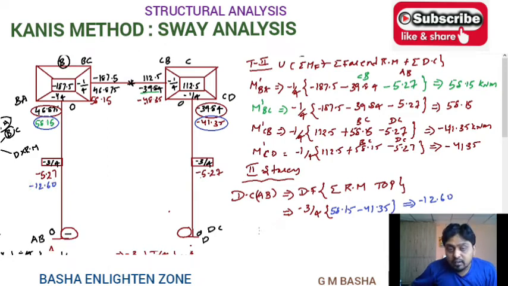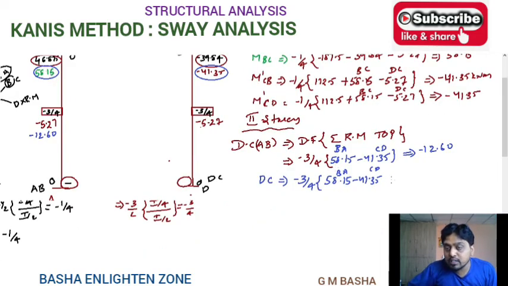And again, displacement contribution for DC or CD will be equal to minus 3 by 4, which was the CD displacement factor, top and bottom of the columns, both BA and CD. So write down here for remembrance BA and CD, that is 58.15 minus 41.35. For this also both BA and CD. So if you simplify this one, you will get the same value, which is minus 12.60. That is minus 12.60. So this is the second trial procedure.